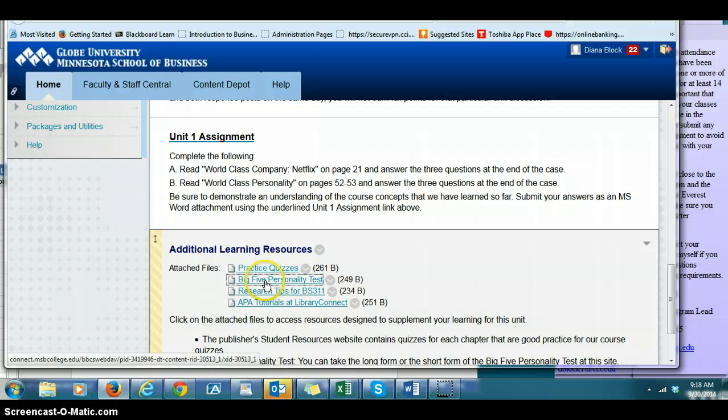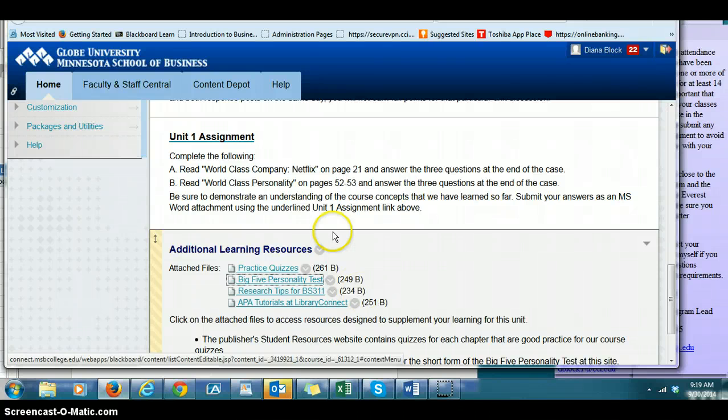In addition to the ones in the book, there is also a link here in the additional resources area to some personality tests that you can also take and use as the basis for your discussion in the discussion forum for week 1. So we're going to talk about, basically, an introduction to organizational behavior, and then we're going to talk about personality as our first topic.